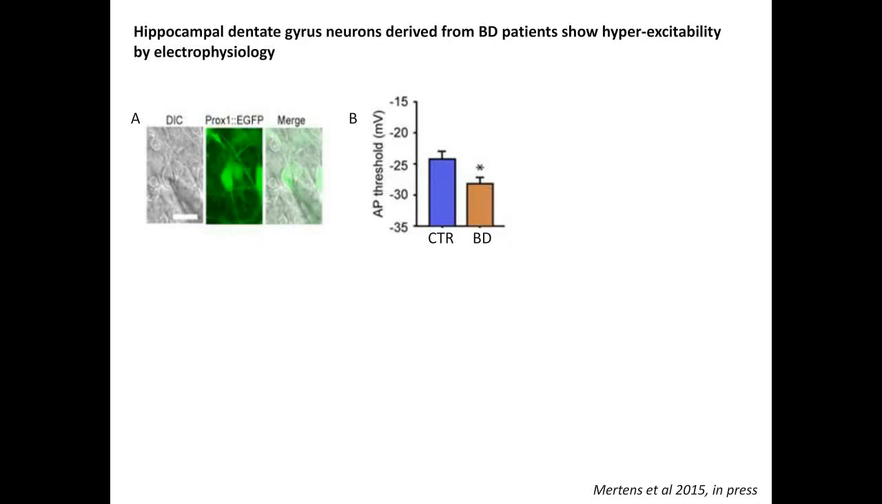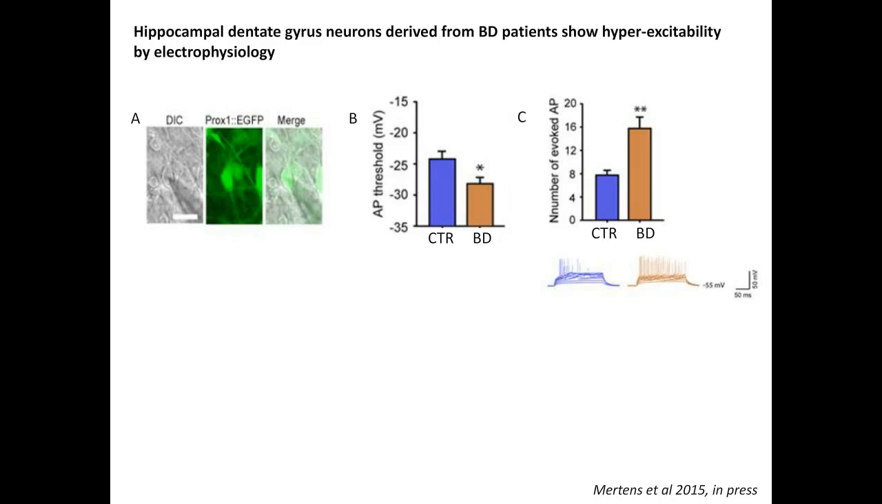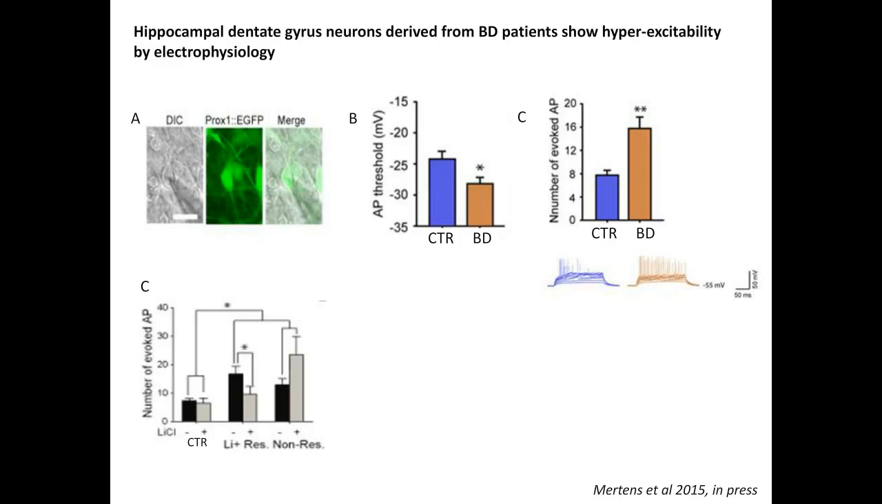Previously in the lab, Jun Yao and Jerome Mertens showed that hippocampal dentate gyrus neurons derived from bipolar patients have hyperexcitability by electrophysiology, and this is shown here by a decrease in action potential thresholds in B. Moreover, the bipolar cells, both lithium responsive and non-responsive, showed lower threshold and an increased number of evoked action potentials. Those are sample traces of current injection evoked action potentials in the bottom.